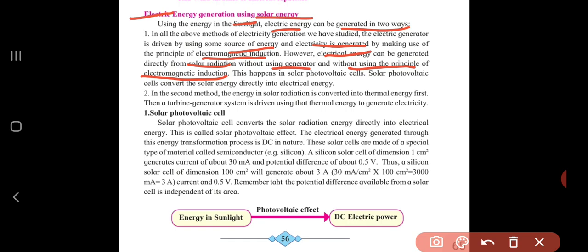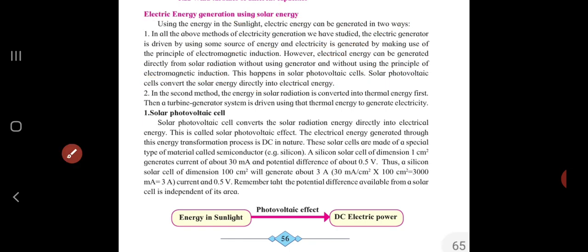This happens in solar photovoltaic cells. This is a very important part of solar energy power generation. Solar photovoltaic cells convert the solar energy directly into electrical energy. So this is how it makes it different.